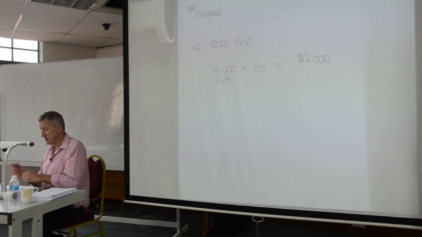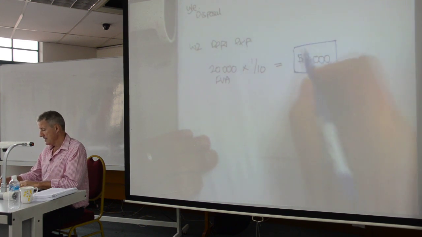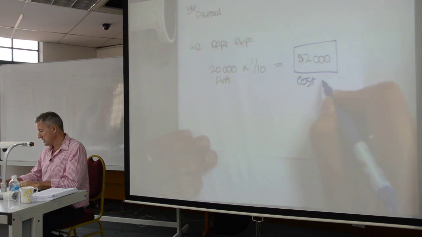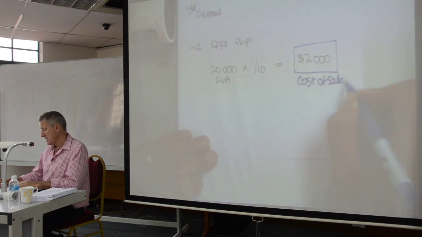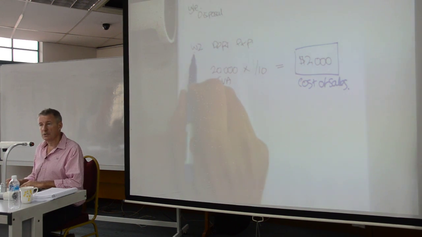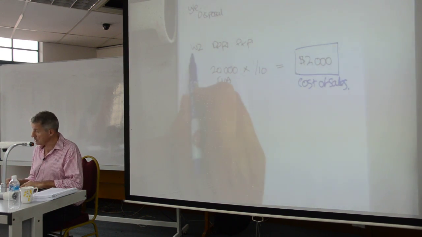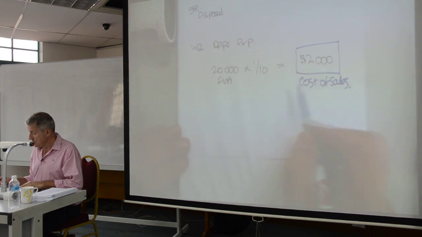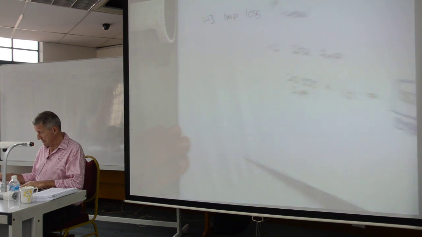Now that is my takeaway. That is my figure that is going to go in cost of sales. That is why I have done the working. I have labelled it working 2, so when I put it in my answer, I can show it's working 2, and I know the number there is 2,000. I'm very happy with that.